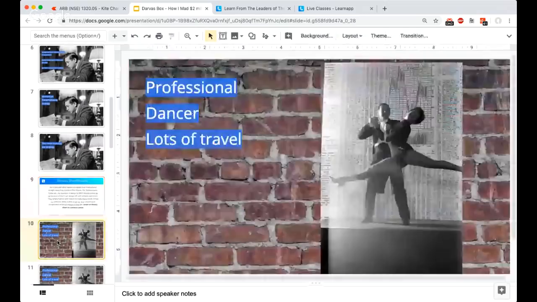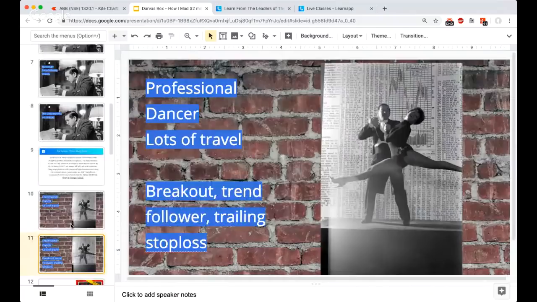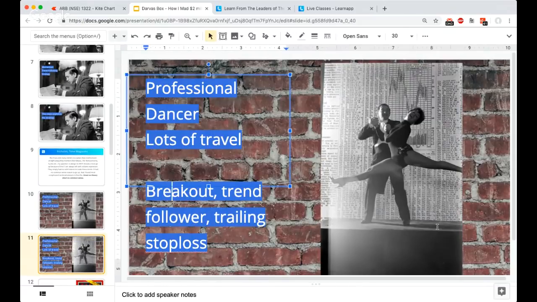So he was actually a dancer, as you can see there. A professional dancer, with lots of travel. This meant that his tracking was very slow, right? Information didn't pass as fast as it used to. So it was a breakout, trend following, trailing stop loss strategy.